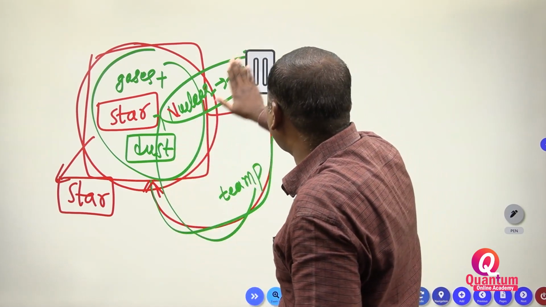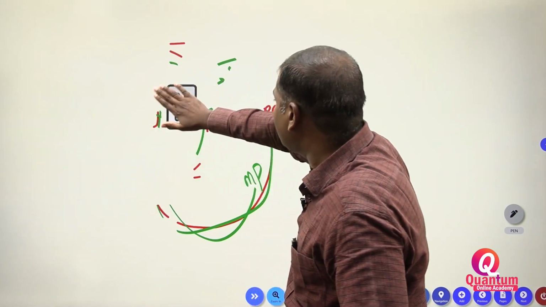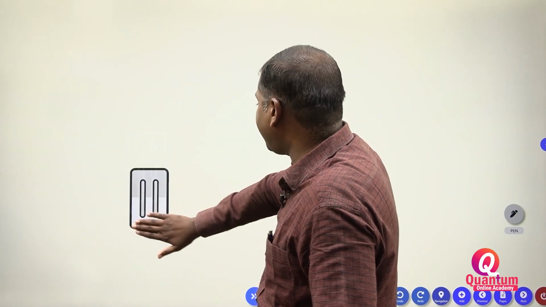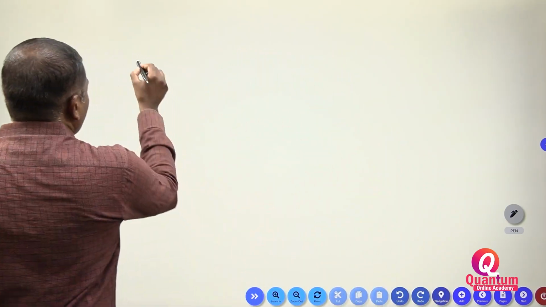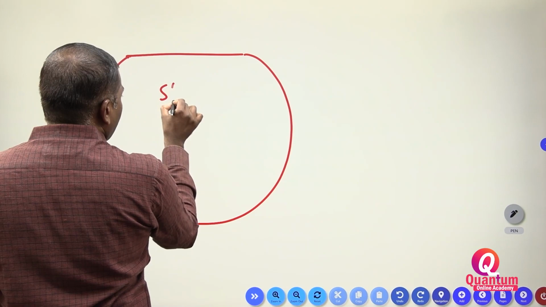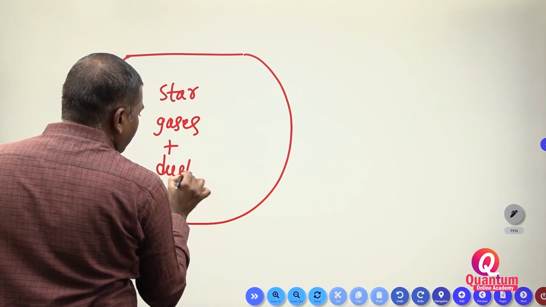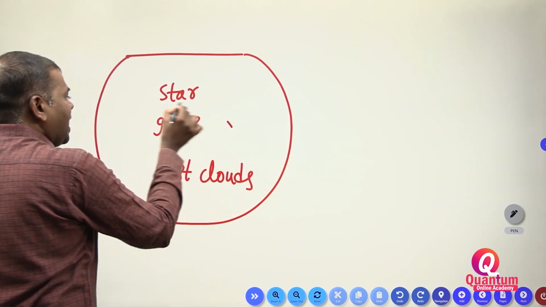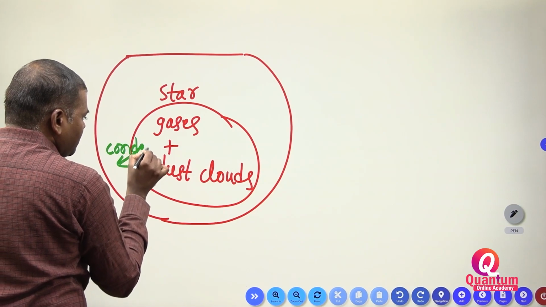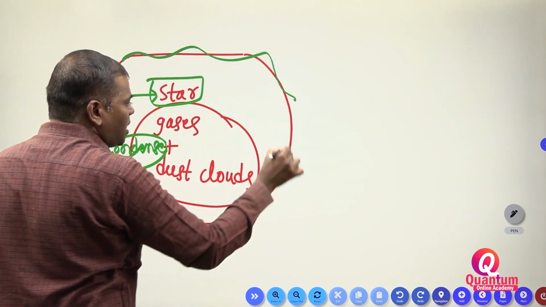So once again, I will explain how the star is forming. Gases are there. First you have to see here. Maybe this is the star you have to take. The star consists of gases and dust clouds. These gases and dust clouds condense. They form as a star. This is the star. Clear?